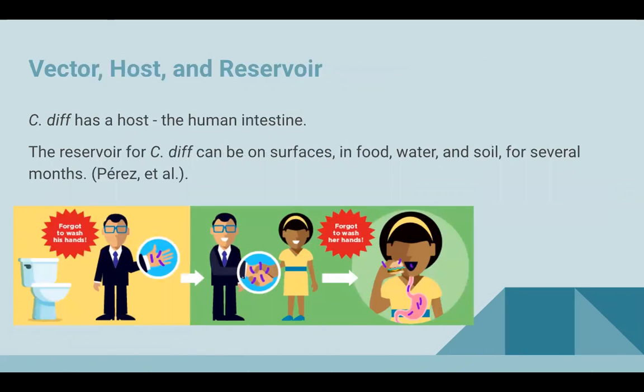So it has a host, and that's the human intestine. It does not have a vector, but the reservoir for C. diff can be on surfaces, on hands, in food, water, and soil, and it can stay there for several months because it does have spores. So this is kind of how it spreads. You forgot to wash your hands after the bathroom, touch something else or someone else, and then that person has now ingested the C. diff.